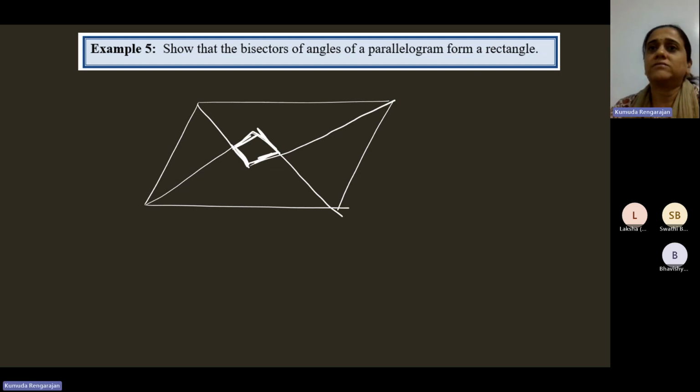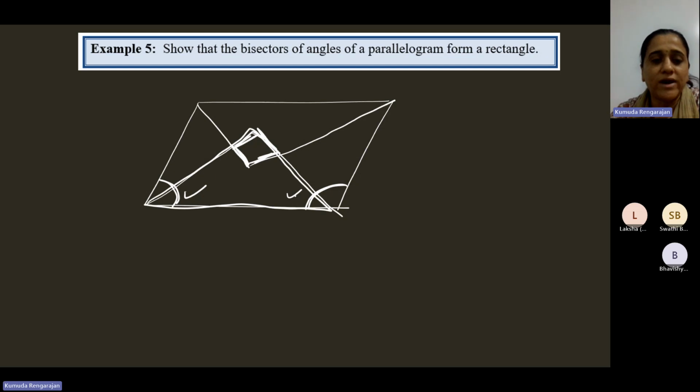Now let's start, similar to what we just did. Parallelogram, this angle plus this angle is what? 180, because adjacent angles are supplementary. It's a parallelogram, so half of this angle plus half of this angle will be equal to 90. So in this triangle, the sum of these two angles is 90. So the third angle, this one, will be 90, right?